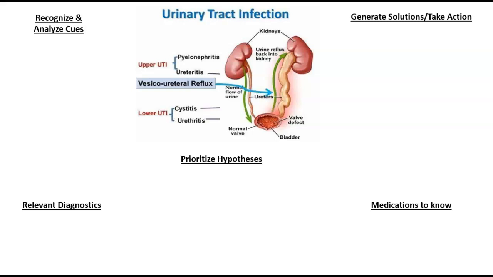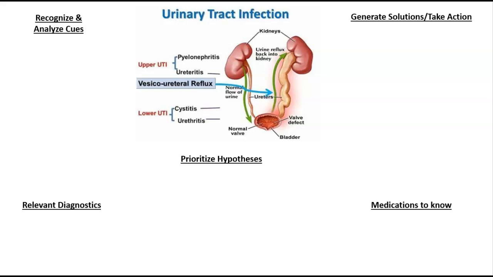The most common cause is E. coli, and that makes sense, right? Because E. coli is a common flora that's found in the colon, and colon and urethra are very close together, especially among females. So women are going to be more likely to have E. coli. So 75% of uncomplicated UTIs are caused by E. coli, and 65% of complicated UTIs.